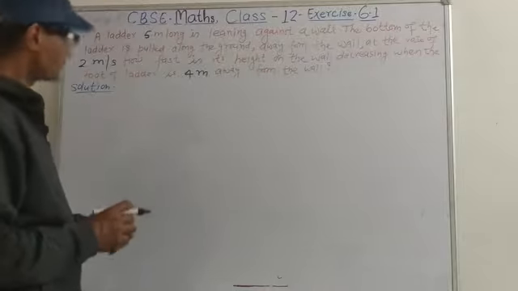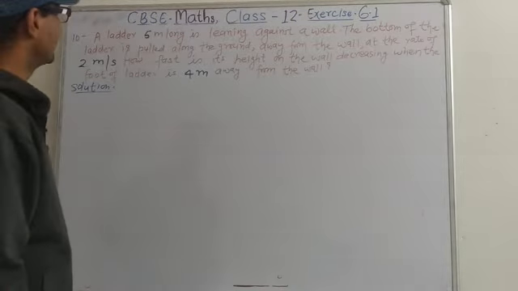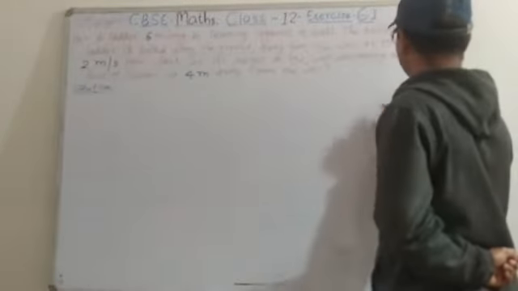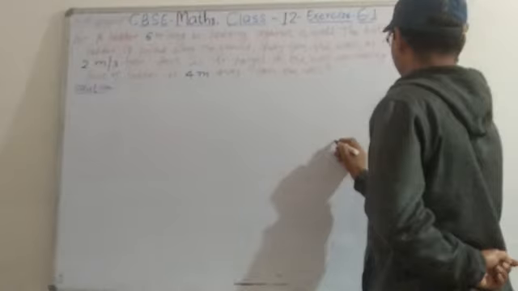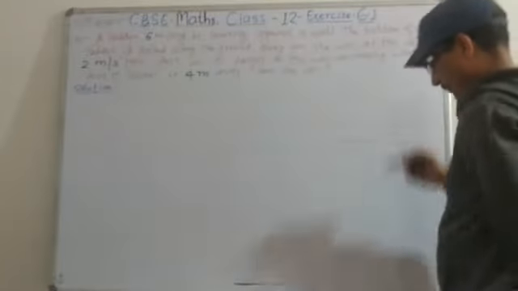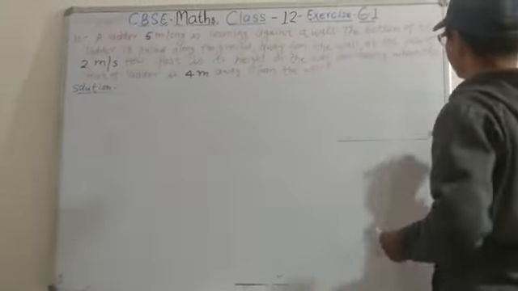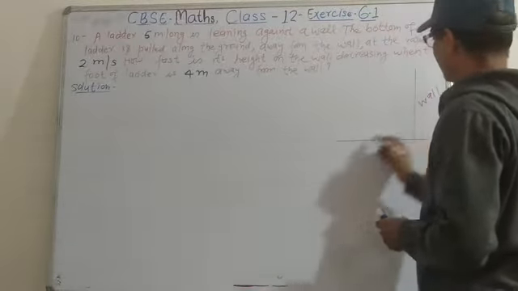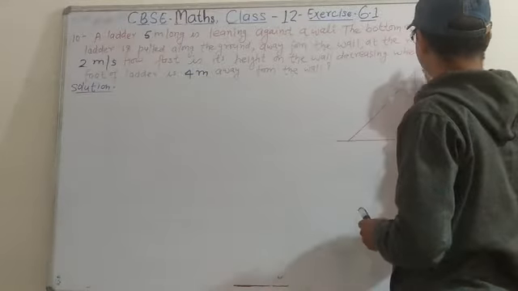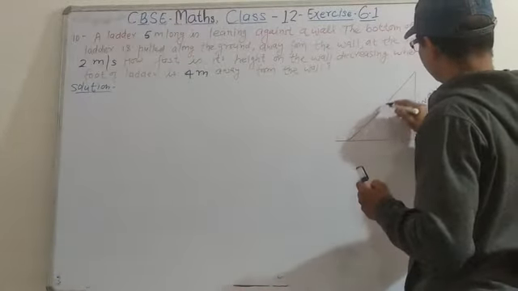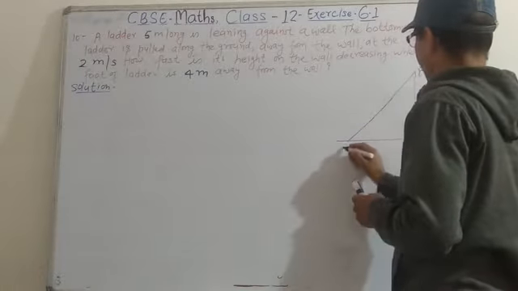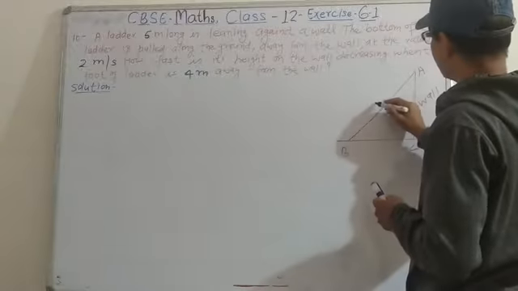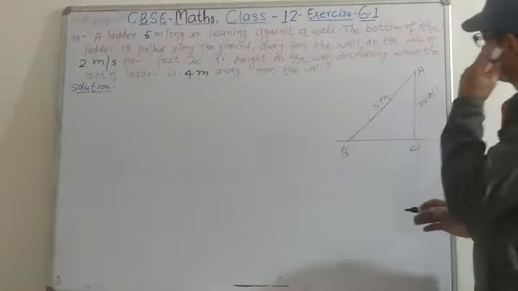तो क्वेश्चन को पहले समझना है. 5 मीटर लॉन्ग एक लैडर है जो लीनिंग मीन्स झुका हुआ है. Suppose I am making here it is ground and it is the wall, it is ground and one ladder is here. Suppose A, B, C, 5 meter long. This ladder is 5 meter long. Length of this ladder is 5 meter.